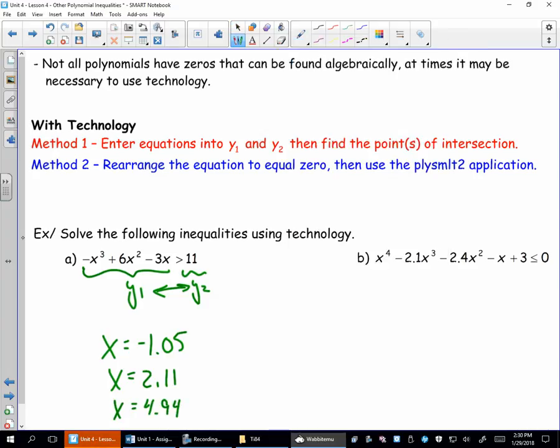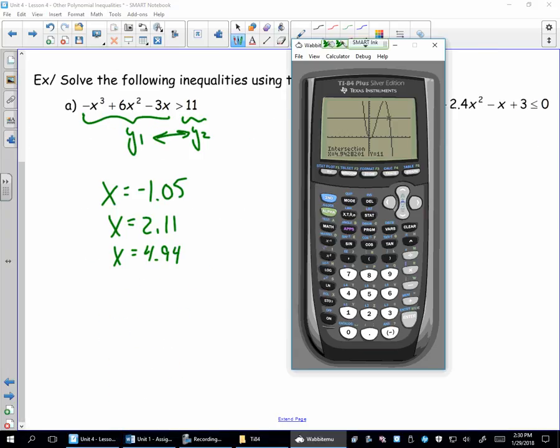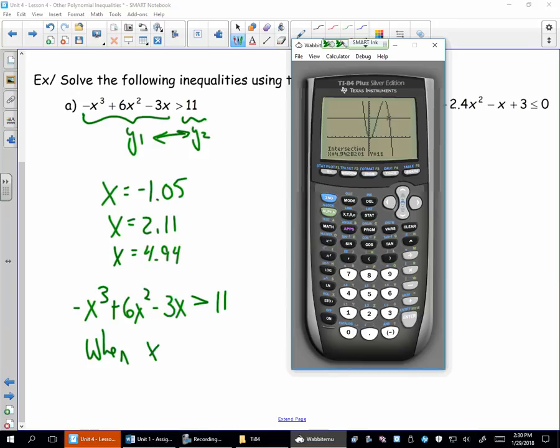Okay, I got all the math I need. I just got to analyze it, and I'm doing it in terms of my picture. So I want to know when my first function was above the 11 line. Well, it's above the 11 line. So we're going to say this function is above that when x is less than negative 1.05.